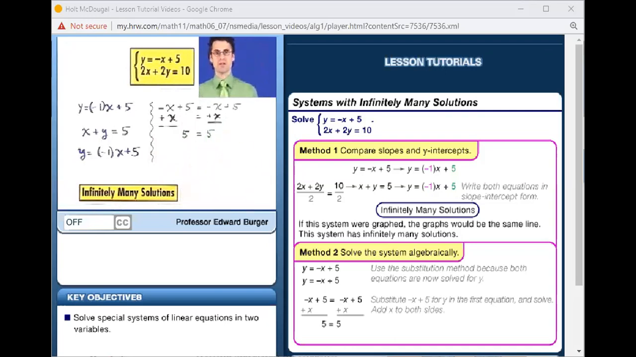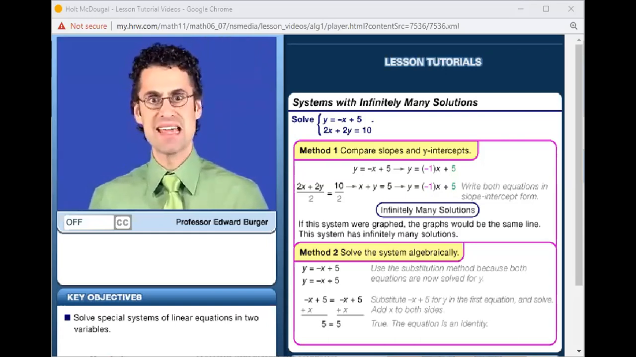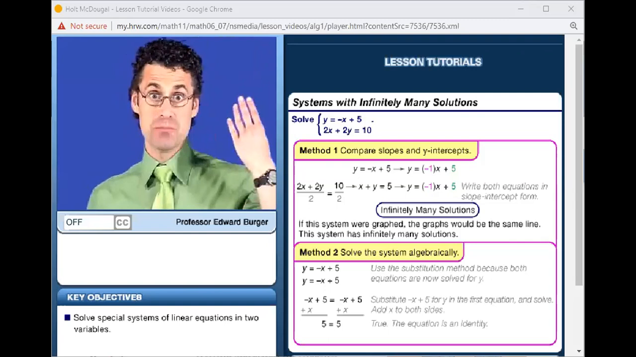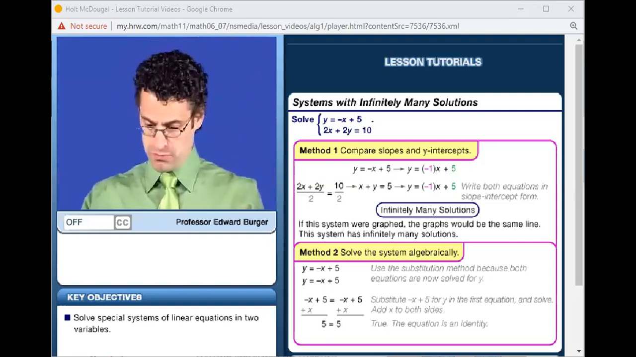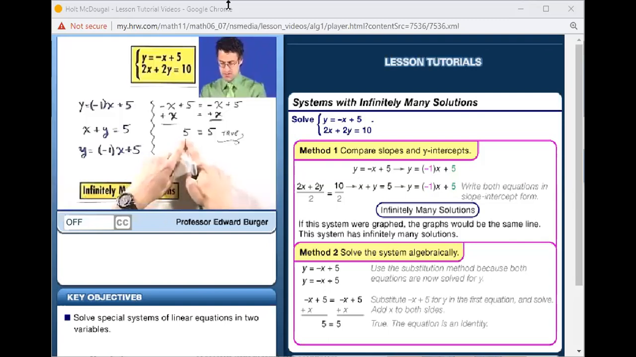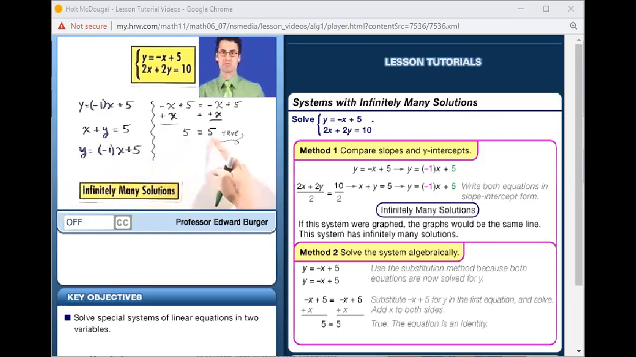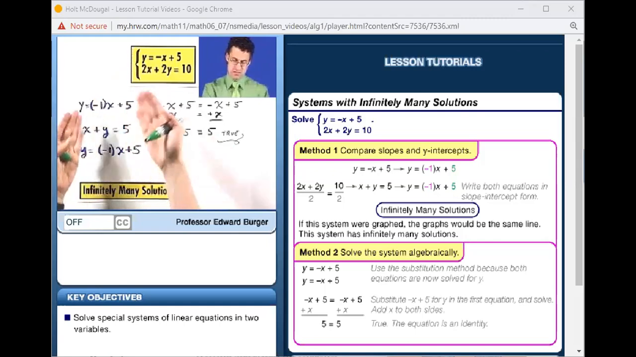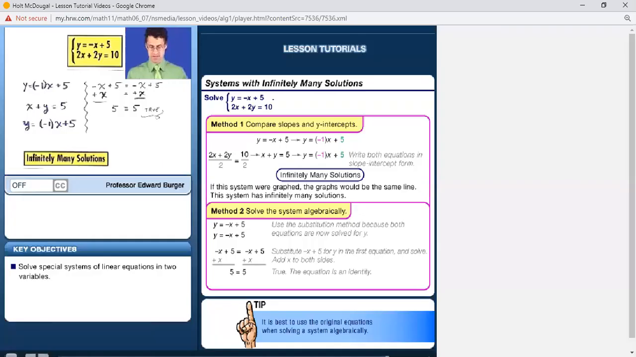But there's no variable there. That's just a statement, 5 equals 5. And notice that's a true statement. And it's true no matter what x is. Every single x you can possibly think of will produce 5 equals 5. So that means that every single x will lead to a solution. All you've got to do is find the appropriate y, because in fact these two equations are actually the same. So we have infinitely many solutions.